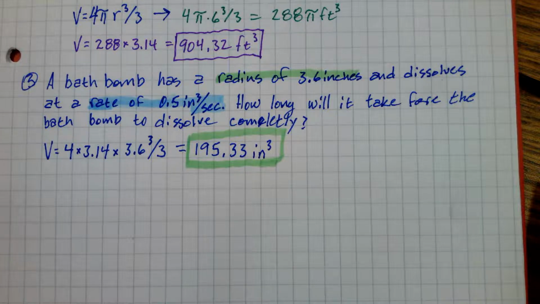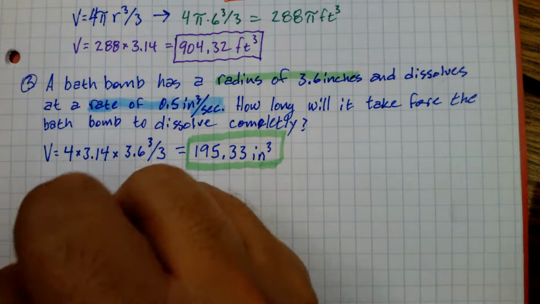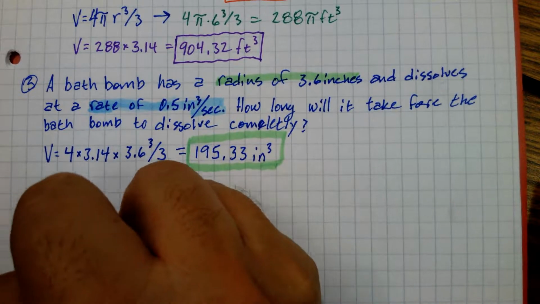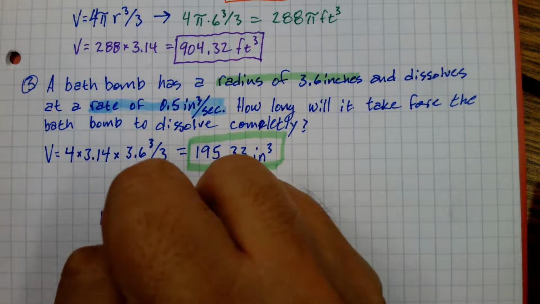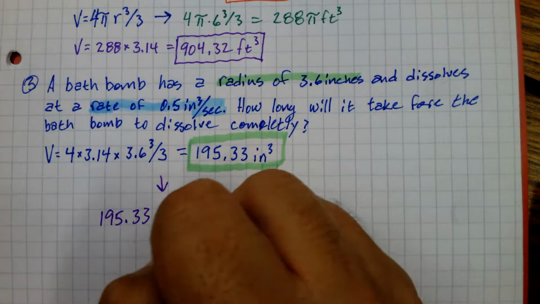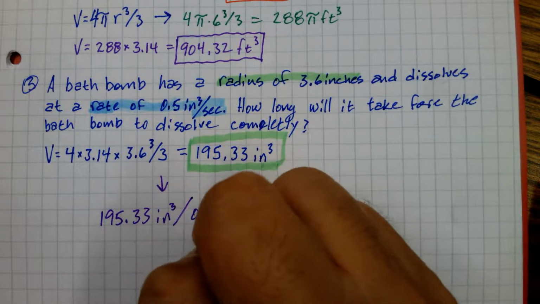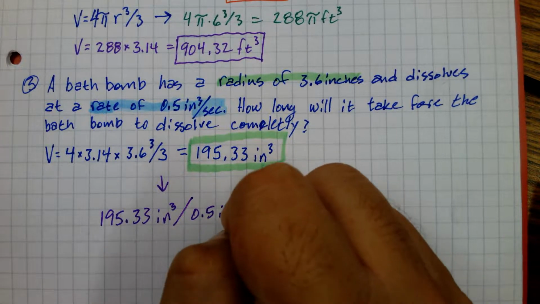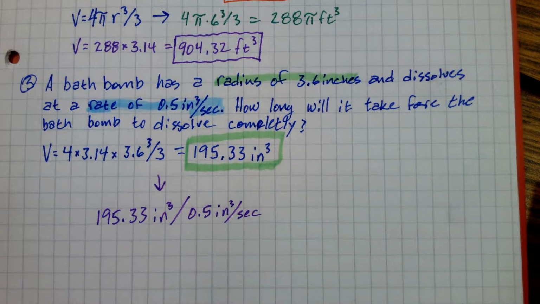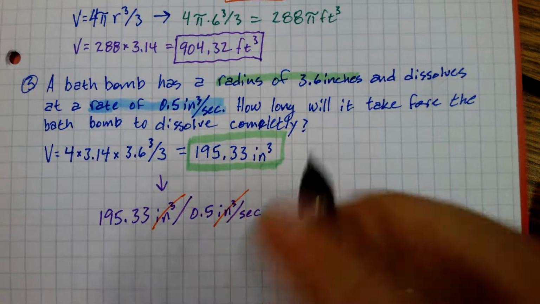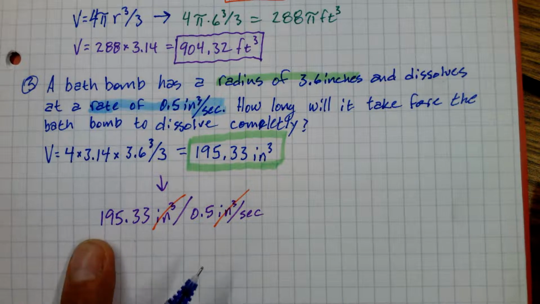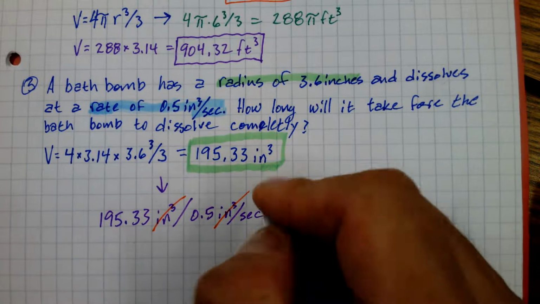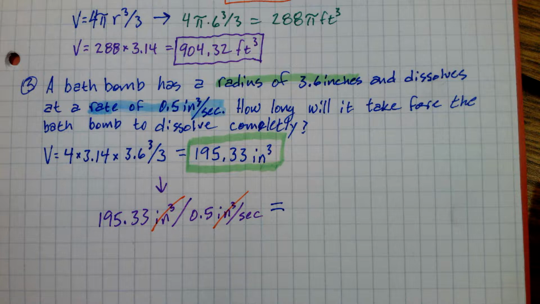I think we would divide, right? So what we're going to do is take 195.33 cubic inches, divide that by 0.5 cubic inches per second. What's going to happen here is inches cancel with inches, and seconds, because they're in the denominator, go to the numerator. And we get an answer in seconds. So let's divide 195.33 by 0.5 and see what that gives us.